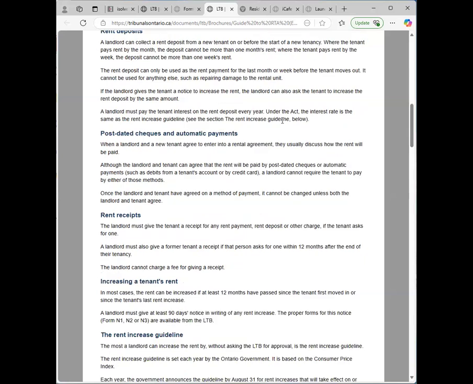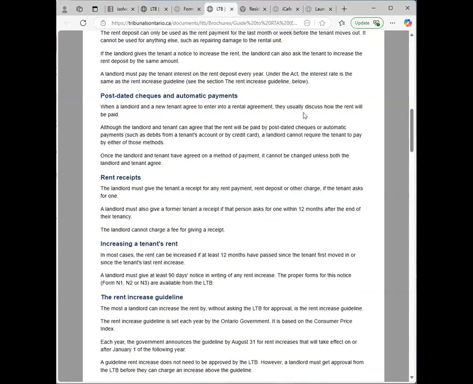Post-dated checks, I mentioned this already. When a landlord and a new tenant agree to enter into a rental agreement, they discuss how the rent will be paid. But the landlord cannot require the tenant to pay by either post-dated check or automatic payments. So we offer it as well, where if our tenants want to pay by post-dated check, or they want to pay by cash, then they can walk into the bank and put it right into our account. But we do not require it.